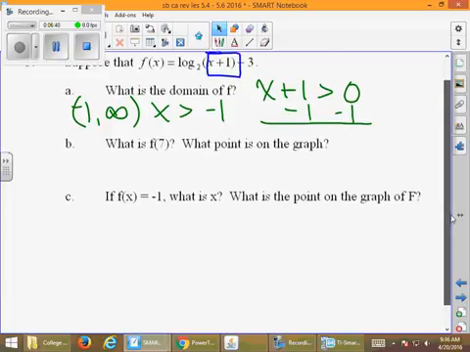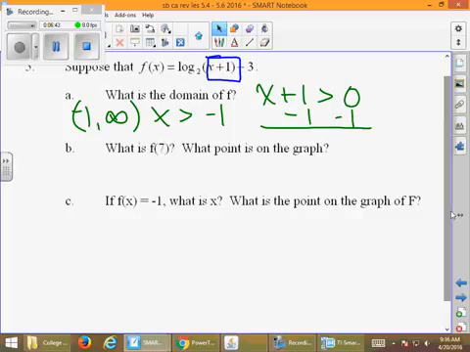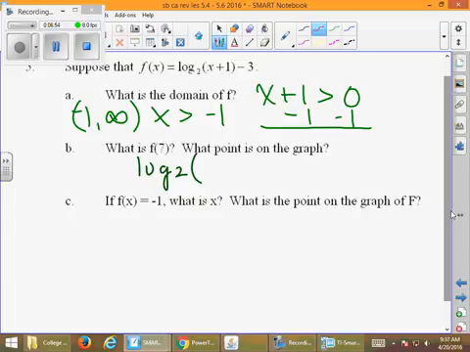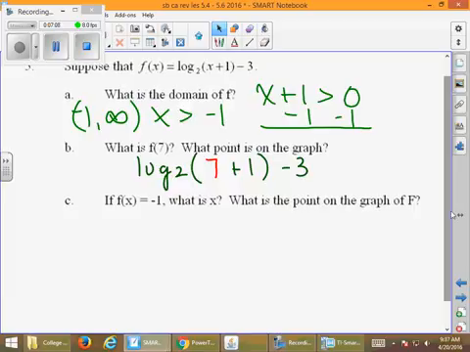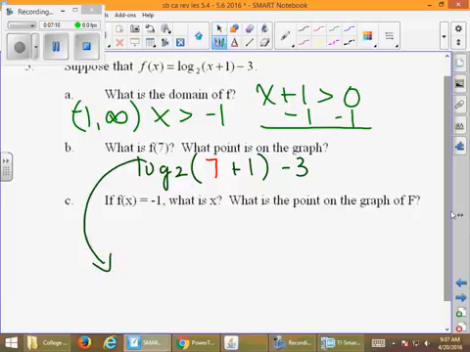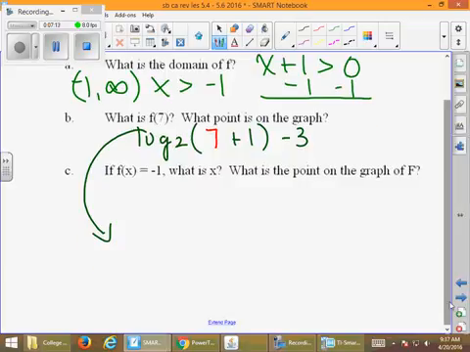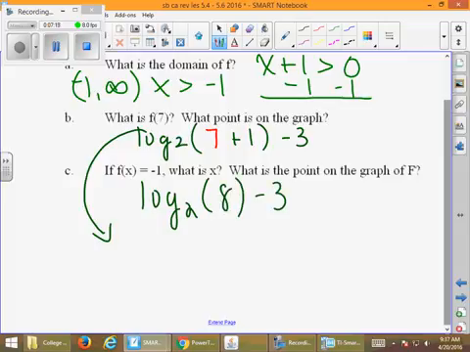So we're going to take 7 and put it back into our function. I'm going to erase this so I can see the whole problem. We're going to put that value back into our function. So this is going to be log base 2 of 7, putting the 7 back into the function for x plus 1, minus 3. When we figure out what this is, this becomes log base 2 of 8 minus 3.